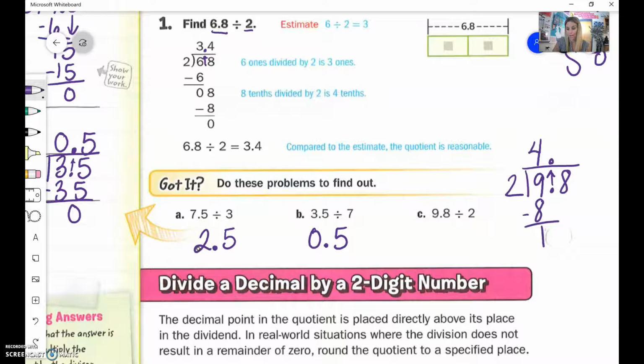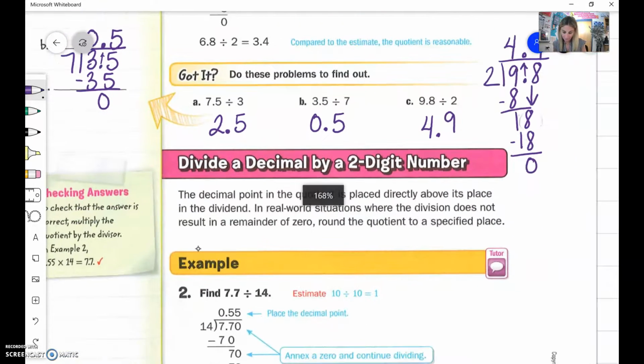Now I check. Is 1 less than 2? Yep. So now I bring down my 8. Now I have 18. Now I'm going to start over. Okay? So I have 18 divided by 2. 18 divided by 2 is 9. 9 times 2 is 18. I'm going to subtract and I'm left with 0, which means 9 and 8/10 divided by 2 is 4 and 9/10.